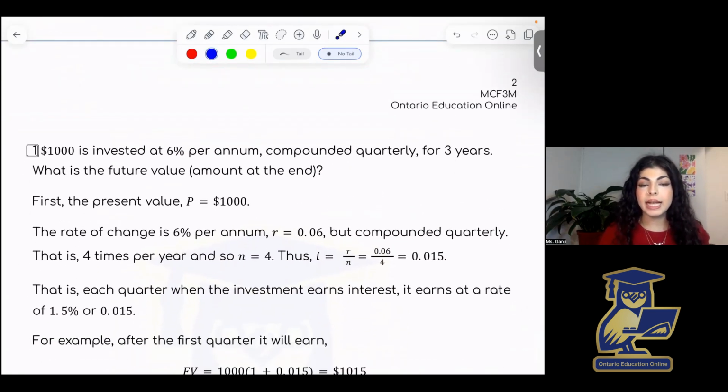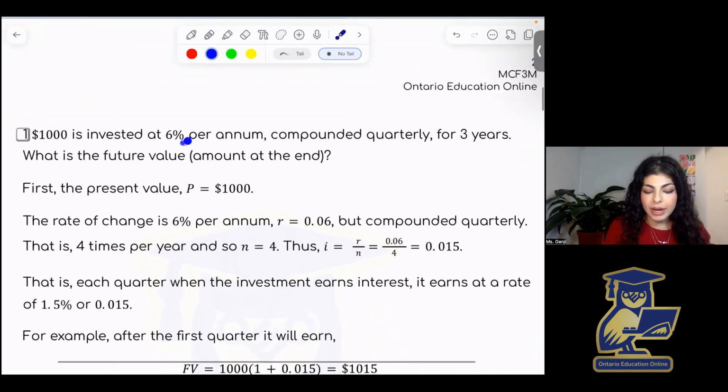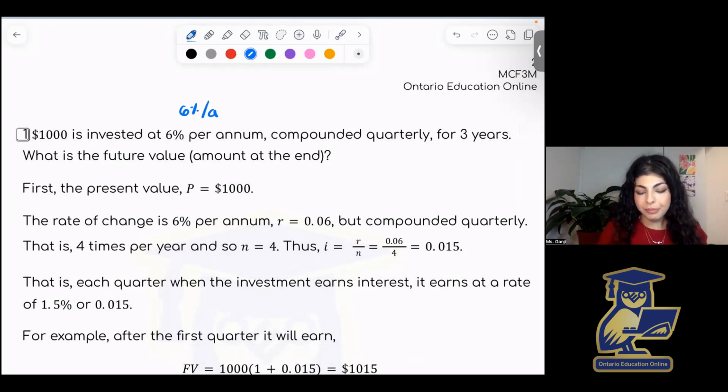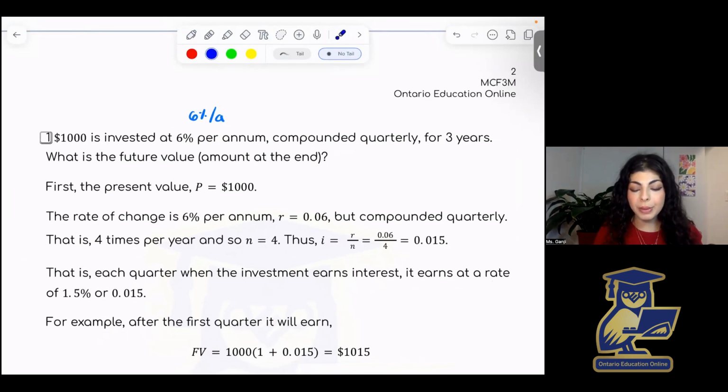$1,000 is invested at 6% per annum, compounded quarterly for 3 years. What is the future value or the amount at the end? So one thing here, the 6% per annum, or you might see 6% per A. This just means annually. And here we are told this is compounded quarterly, so that's our compounding period, and over 3 years.